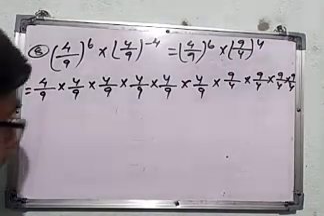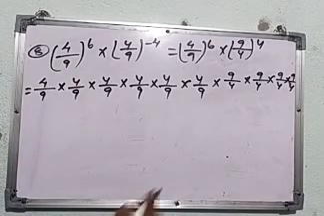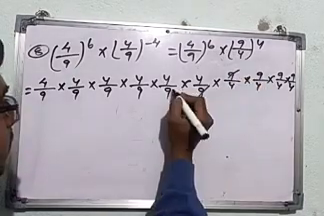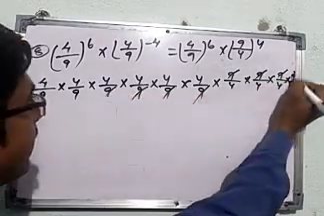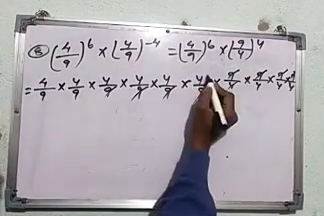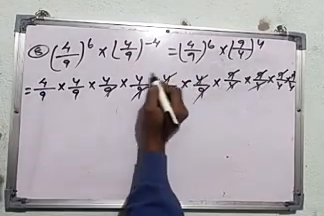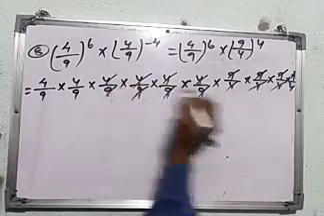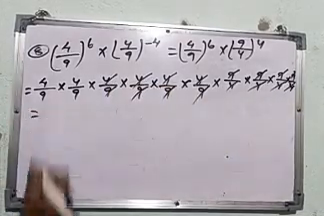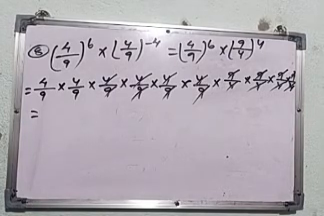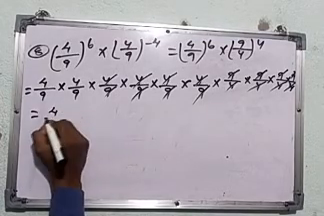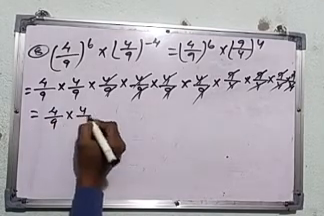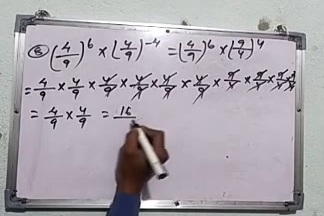So you cancel it. I solve in simple way. You cancel here 9 and you cancel 4 and 4. Here you get only 4 by 9 into 4 by 9. So your answer is 16 by 81.